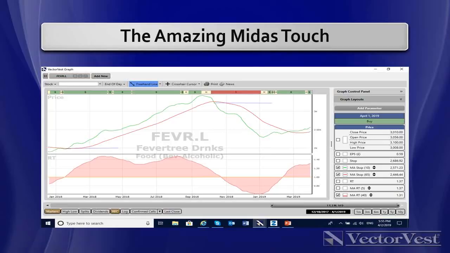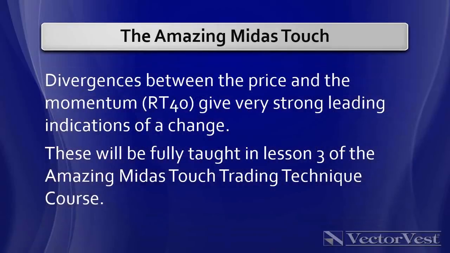So that's the technique, folks. Now, divergences between the price and the momentum RT40 are very strong leading indicators of change, and I've spent a very long time investigating those. And those will be taught in lesson 3 of the course that I put together. Okay.